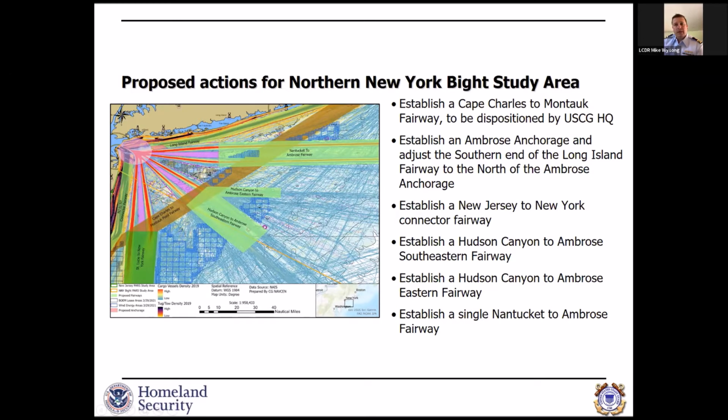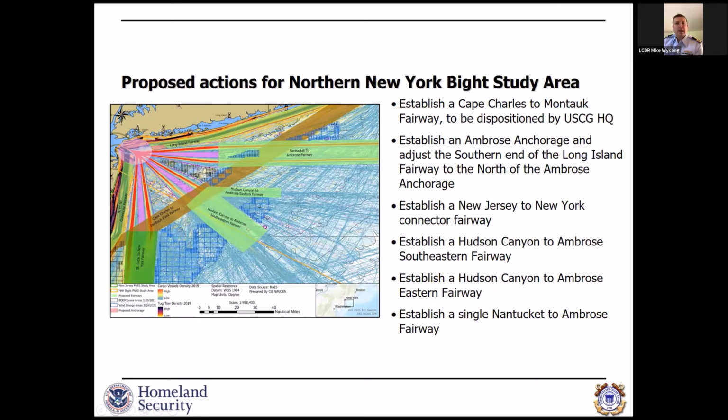As we've been discussing, this boundary line is represented in yellow. You won't see that on the chart, but it's something to keep in mind. Anything south of that is the 5th District's area of responsibility. Anything north of that, at least in the study area, is the 1st District's. So we've got a precautionary area and 3 traffic separation schemes.